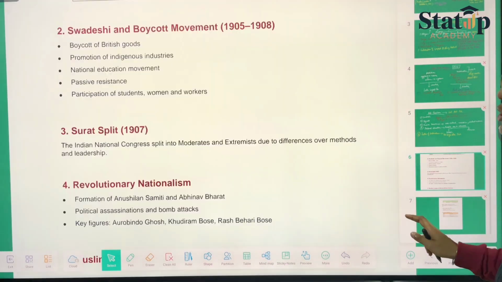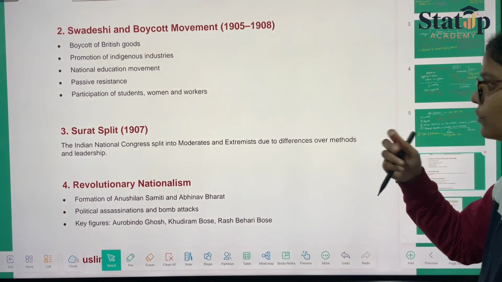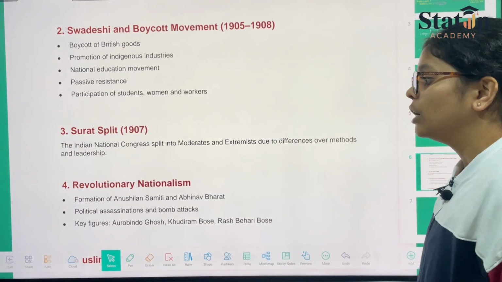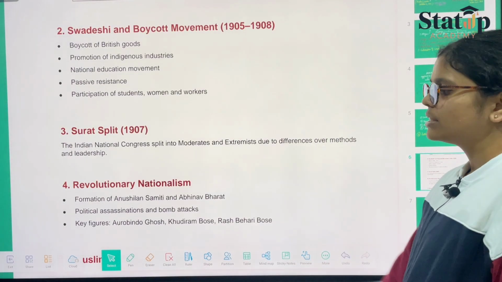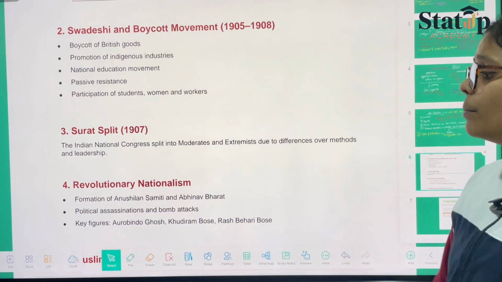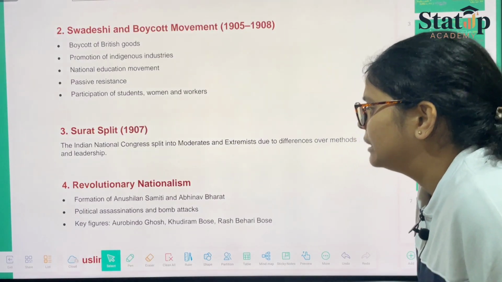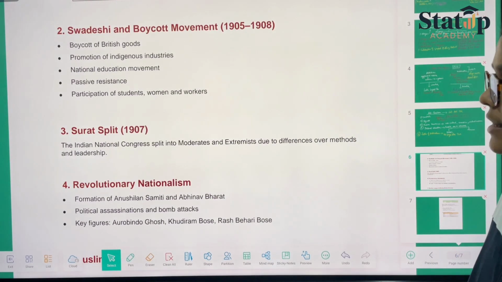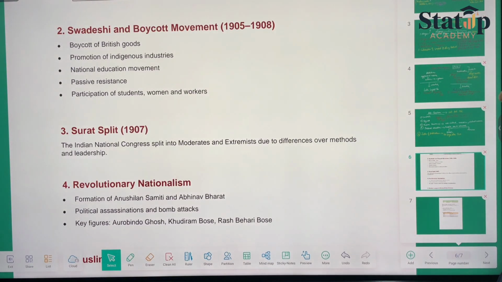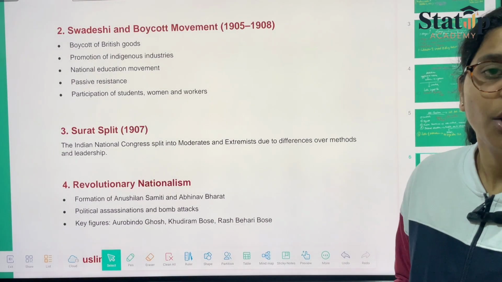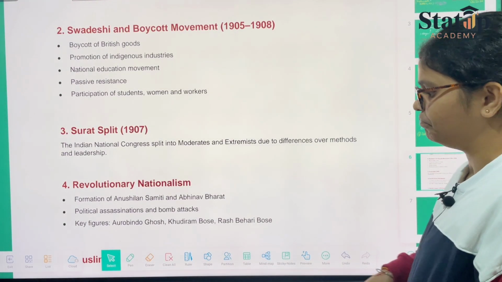Then we have the revolutionary nationalism, the Surat split we have talked about in great detail. So revolutionary nationalism, when we talk about it, includes the formation of Anusilan Samiti, Abhinav Bharat, political assassinations and bomb attacks. Aurobindo Ghosh was there, Khudiram Bose was there, and Raj Bihari Bose was also there.